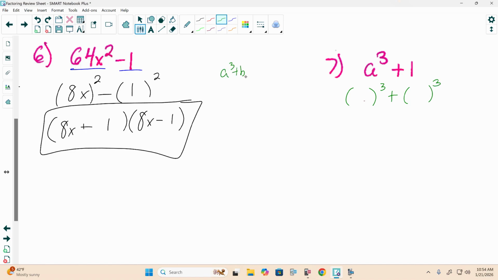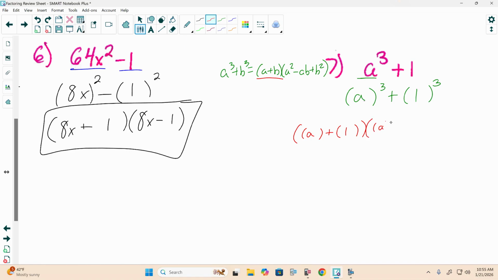a cubed plus b cubed form, which factors to a plus b times a squared minus ab plus b squared. Straight from the theorem. But we need to figure out what goes in the place of a and b, because we need to figure out what times itself 3 times is a cubed, which would be a. What times itself 3 times is 1? 1. So in our first set of parentheses, a plus b, well, a is just going to be a, and b is going to be 1.